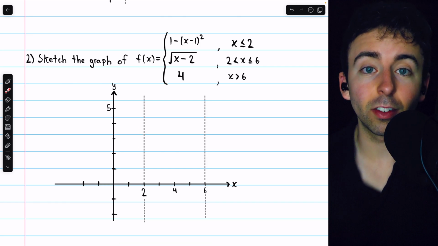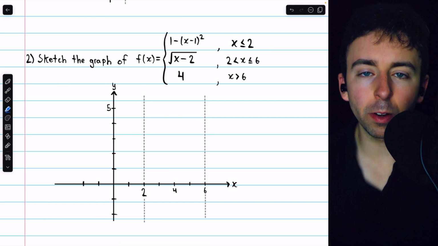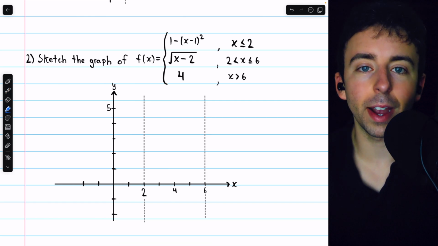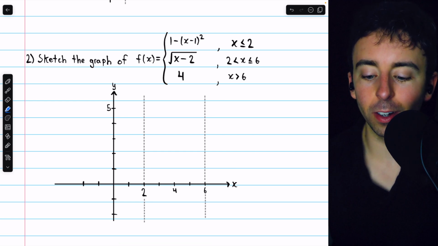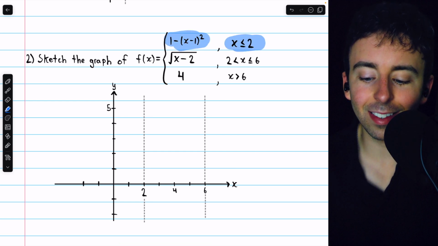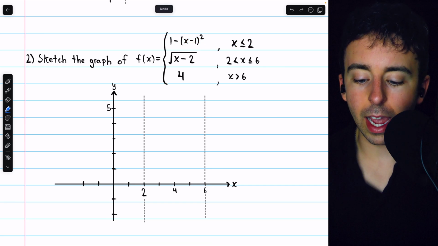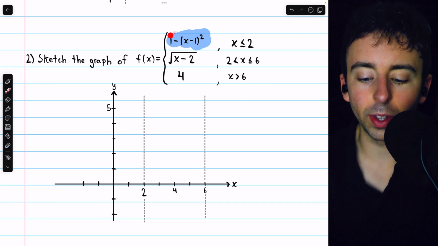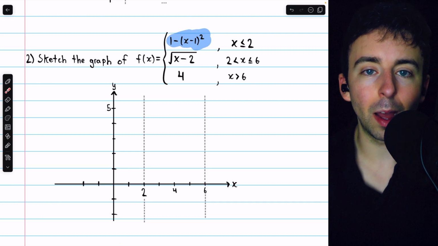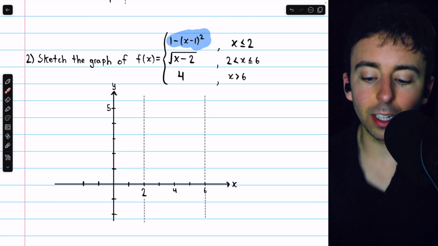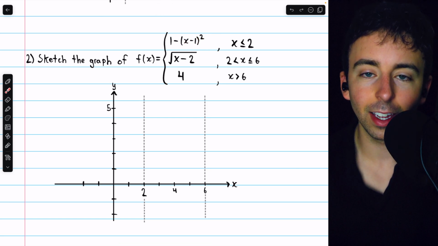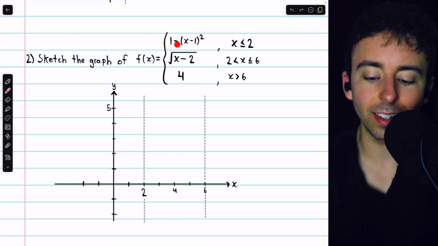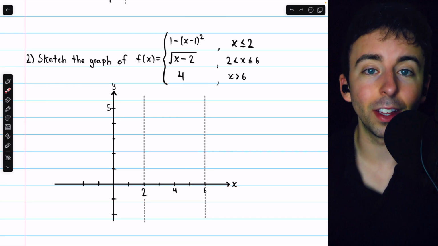Let's go ahead and sketch the function. Having a good understanding of parent functions and how transformations affect graphs definitely helps you here. Looking at this first part, when x is less than or equal to 2, the function's behavior is 1 minus x minus 1 squared. And at a glance, I know what this is. This is just your normal parabola, y equals x squared, except it's been shifted to the right 1 because of that minus 1 applied to the x, it's downwards facing because of this negative, and it's been shifted up 1 because of this positive 1 outside the parentheses.